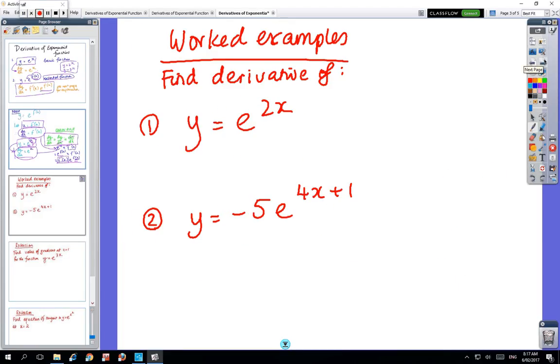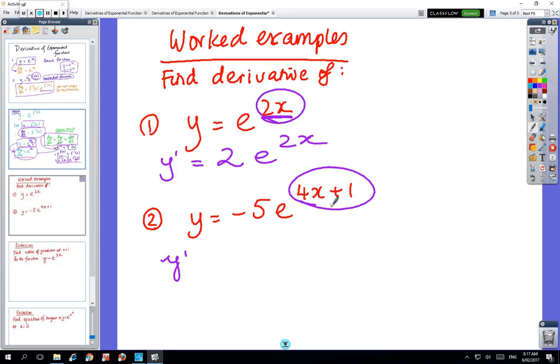Okay, so this is a function. So the derivative will be the derivative of 2x, which equals 2, and then just write the e as it is. Okay, and that's the end of it. Next one, the derivative of that function is 4, and so when we multiply 4 by minus 5, we get minus 20, and then just leave the e as it is. Okay, copy that down and come across.